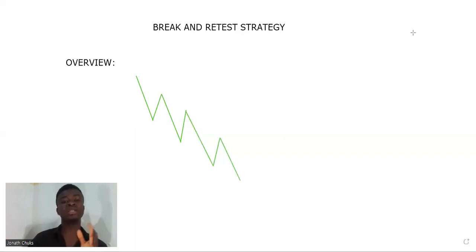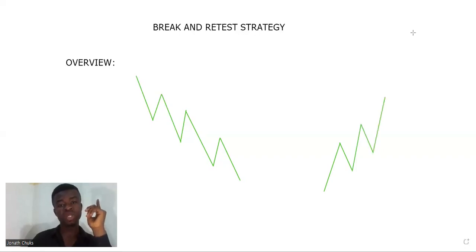When it's an uptrend, it's the same thing as when it is in a downtrend. Just like the same thing: break, retest, breakout. Wait for the retest, then you enter. The market breaks out, you go with the market, just like that. Retest, you go with the market. Don't enter just because the market is buying or selling.